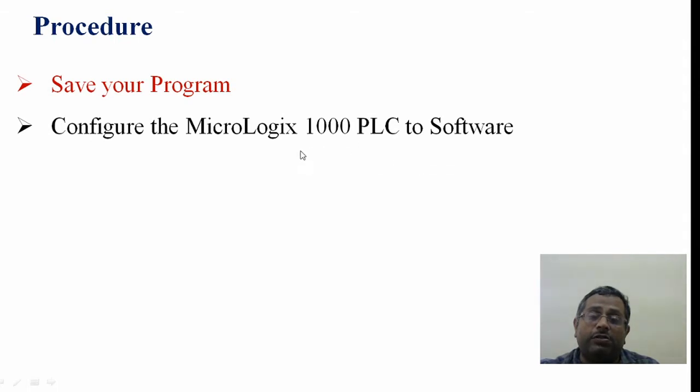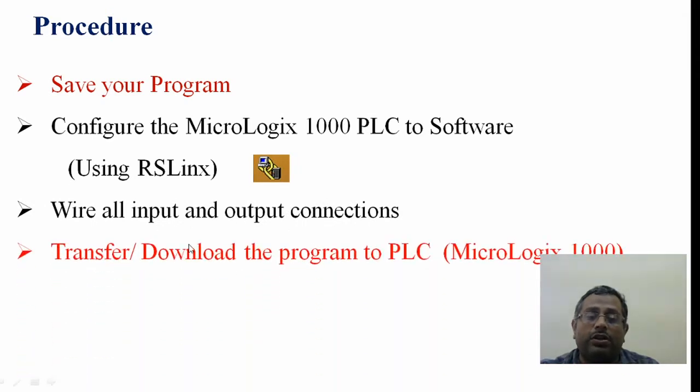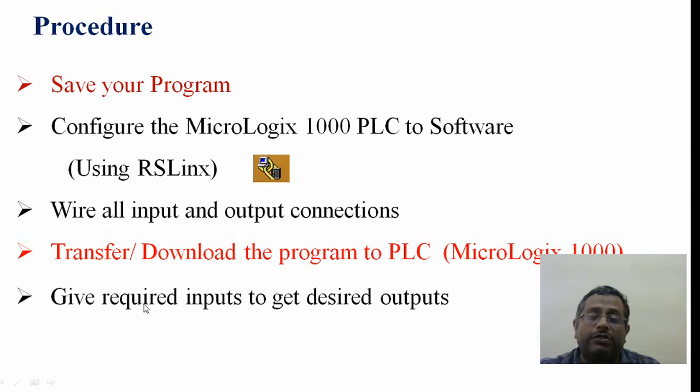After saving, you have to download it into the PLC. Before downloading it into the PLC, you have to configure the PLC in the programming device which contains the software, using RSLinx software. Then you have to wire all input and output connections. Then you have to download or transfer the program into the PLC. Then you have to give required inputs to get desired outputs. That is the testing process. This is the procedure we have to follow to simulate the RSLogix or ladder logic programs in the PLC.